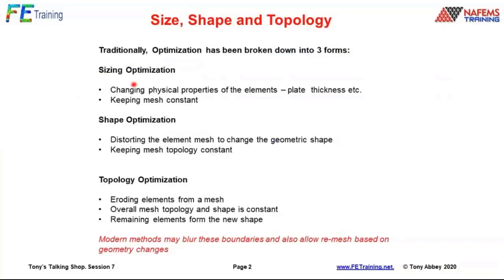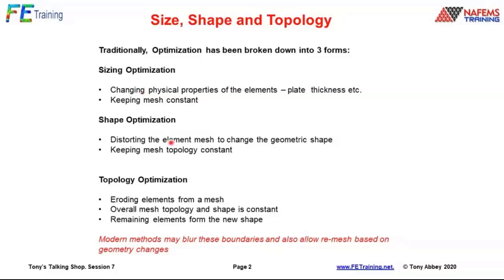So optimization, the earliest approach was sizing optimization, where we just took the physical properties of the element, typically like a plate thickness, and we could say there are 10 regions, 10 plate thicknesses, and drive those around. So the mesh was fixed, everything was fixed, and the only thing we're playing around with was, again, the physical properties. So it could easily be attacked, as it were, from the optimization point of view.